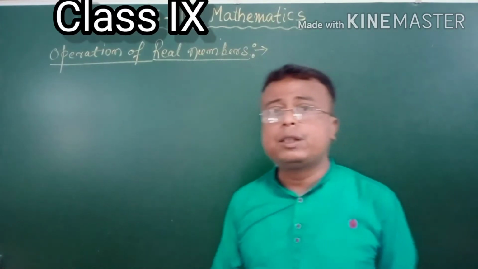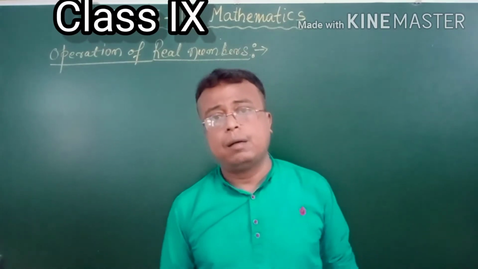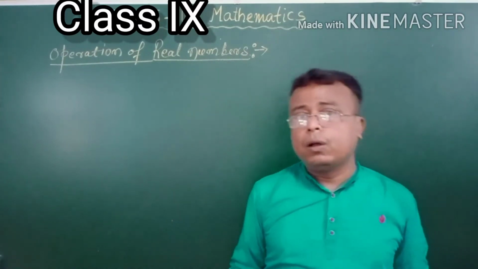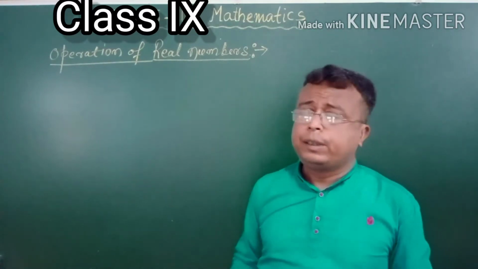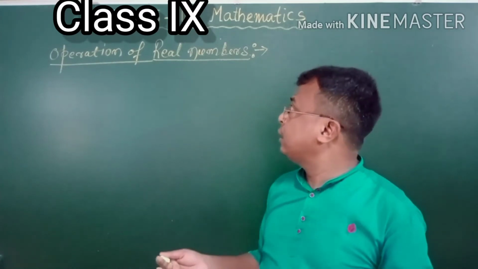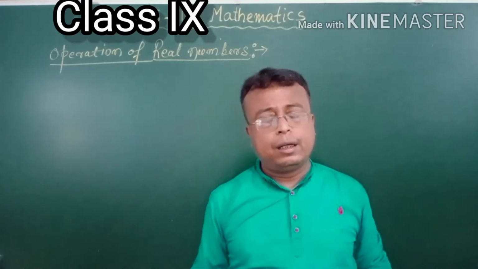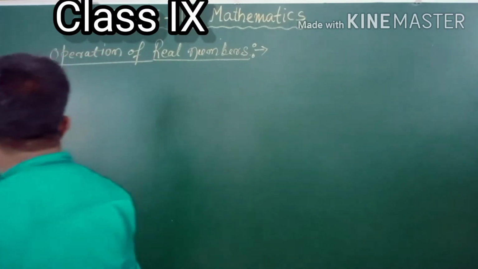Real numbers, you know, may be a rational number, or may be an irrational number. That rational number and that irrational number we already discussed in our last class. So here we will see how to operate on real numbers, whether rational or irrational. Let us discuss the first one.